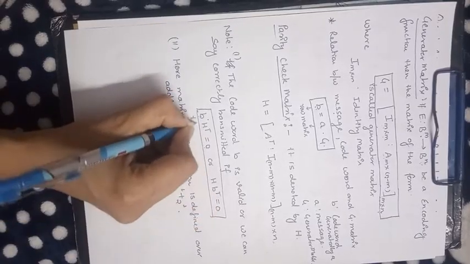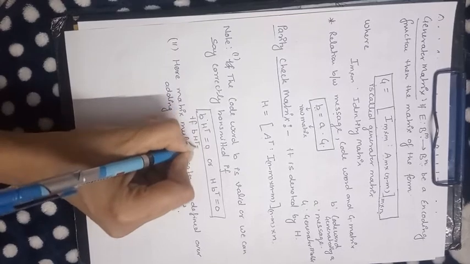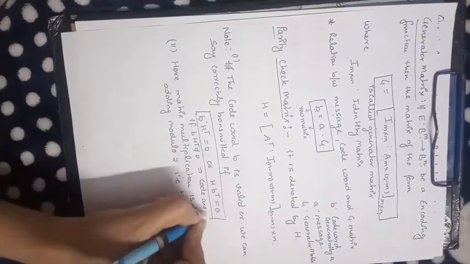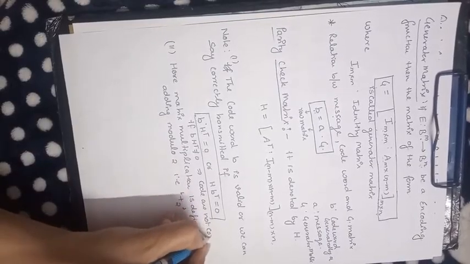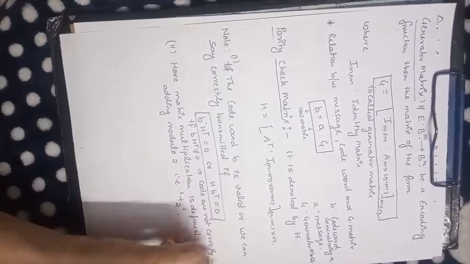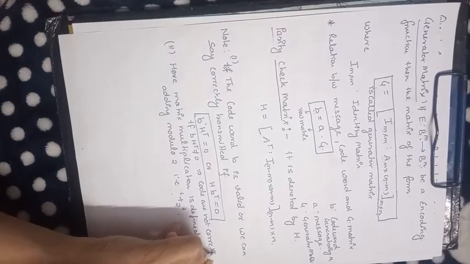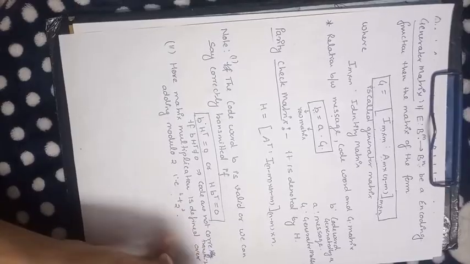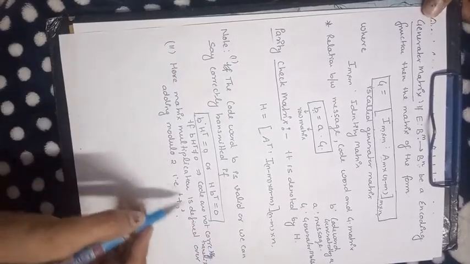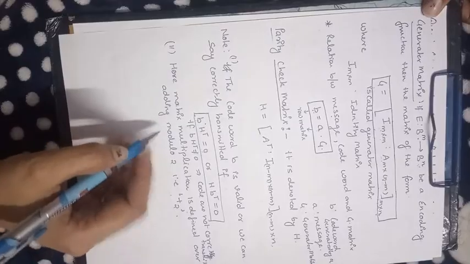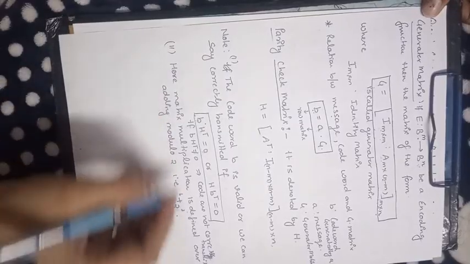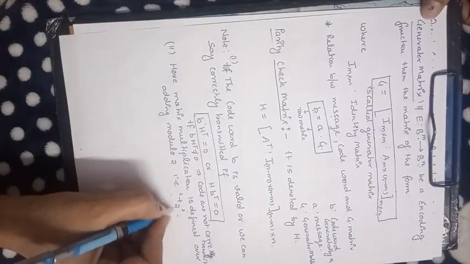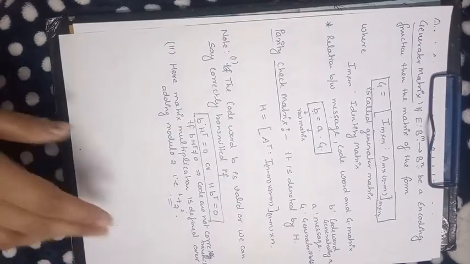If B H transpose is not equal to 0, then we can say the code is not correctly transmitted. Here the matrix multiplication is defined over addition modulo 2. That means addition modulo 2. This is the symbol of this matrix multiplication here.